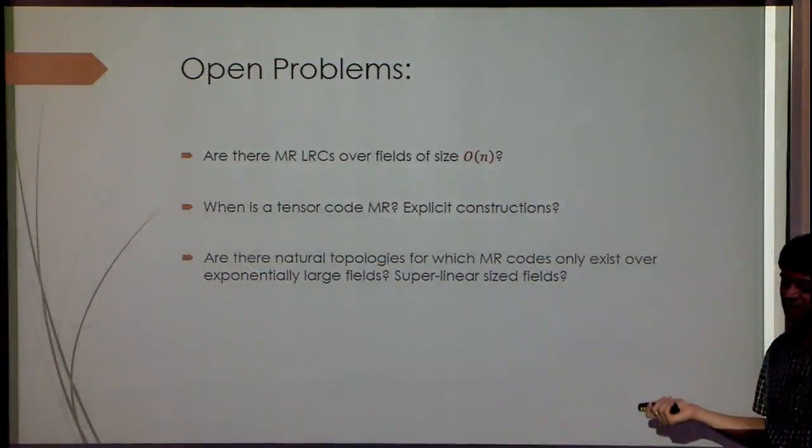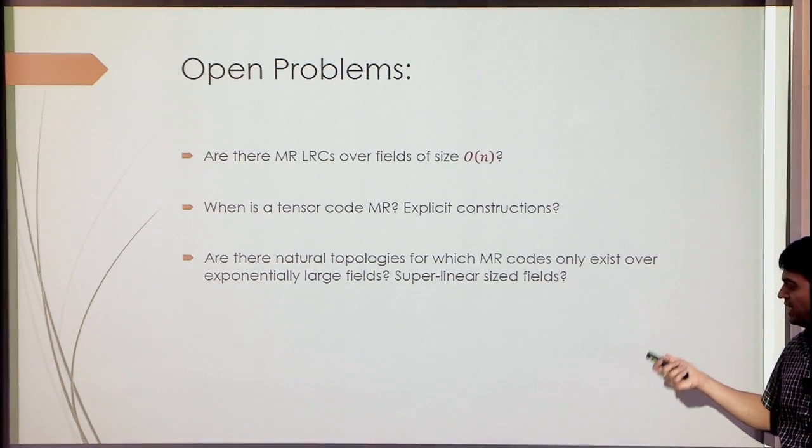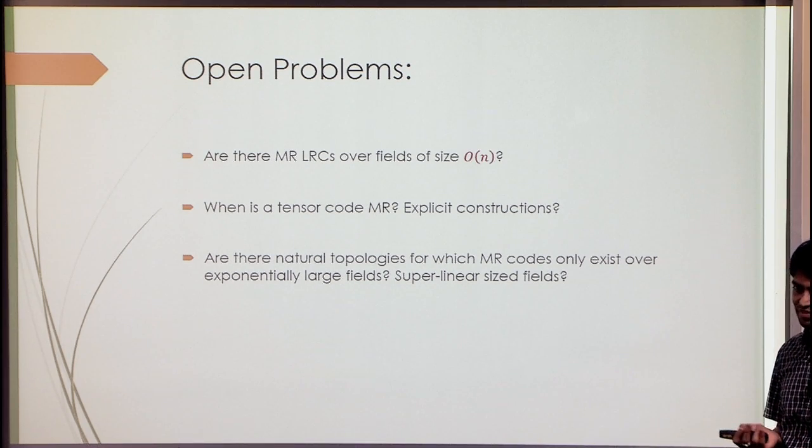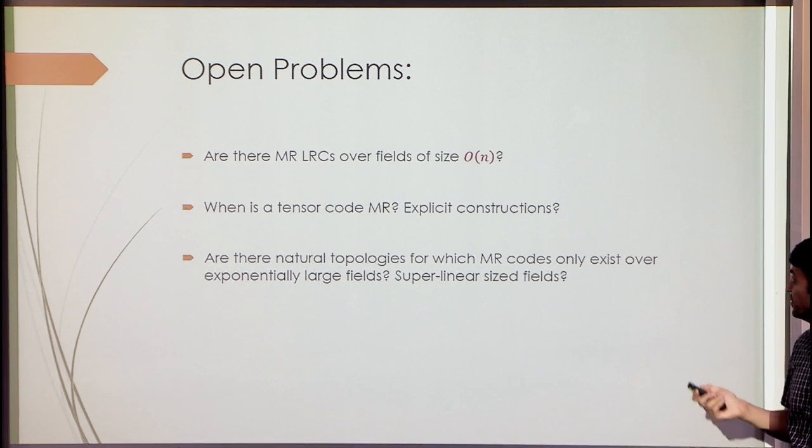There is no reason that you cannot get these maximally recoverable LRCs over linear field size like Reed-Solomon, and maybe some clever modification of Reed-Solomon will do the trick for you. So it's an interesting question whether you can construct such LRCs over linear size field. We understand nothing about a tensor code when it's maximally recoverable. I think it's a very nice question. We'd like explicit constructions. To do that, it feels like you need to understand what kind of error patterns we are trying to correct in the first place.